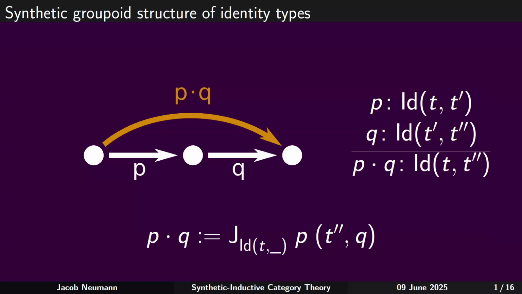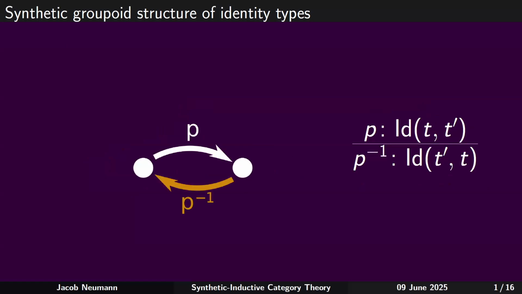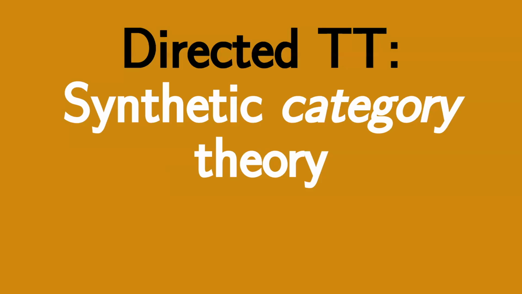And we also get that we can invert these morphisms. So given p from t to t prime, I can get the p inverse from t prime to t. And that's also defined by path induction. And so this is a familiar story, and of course, homotopy type theory has gone wild with this idea and done infinity groupoids and all that. But like Fernando, the question I want to ask is, how can we get a synthetic category theory?